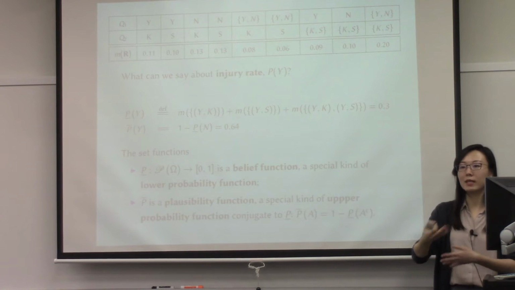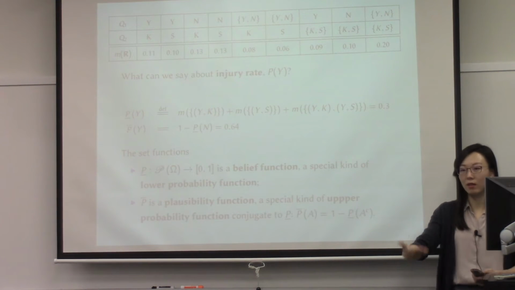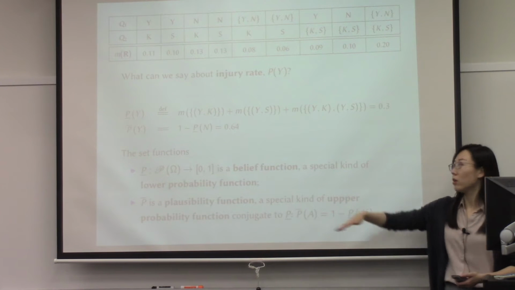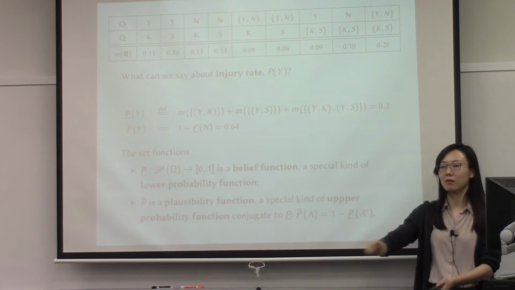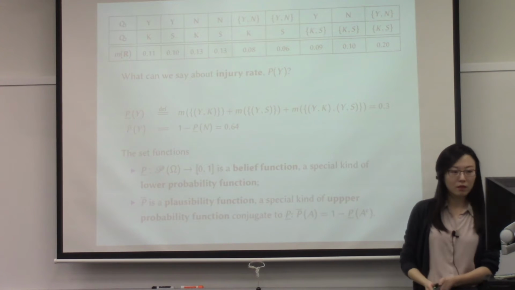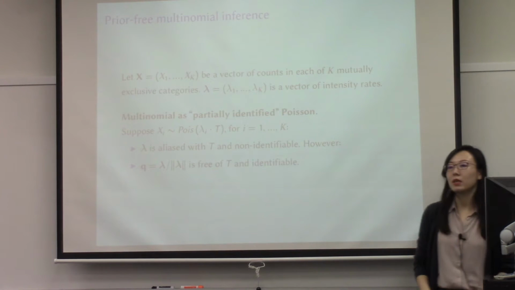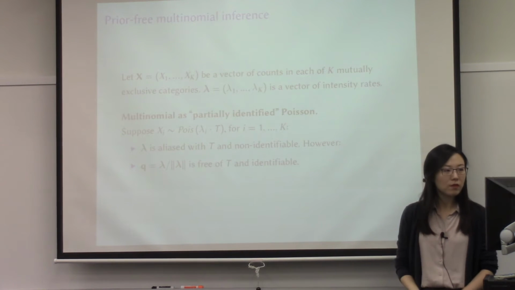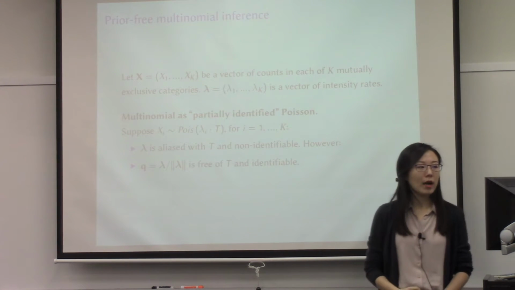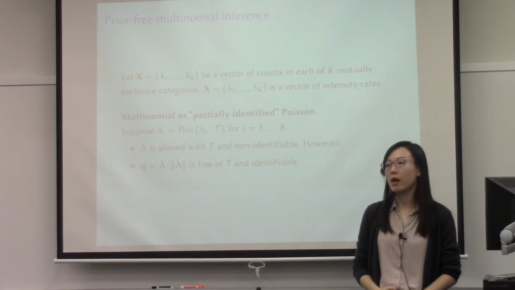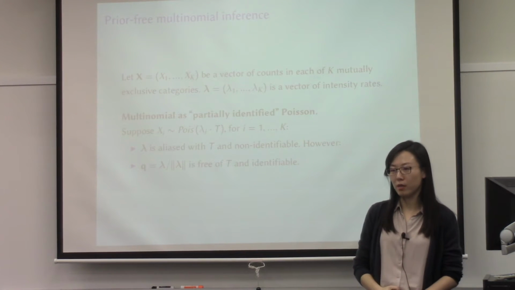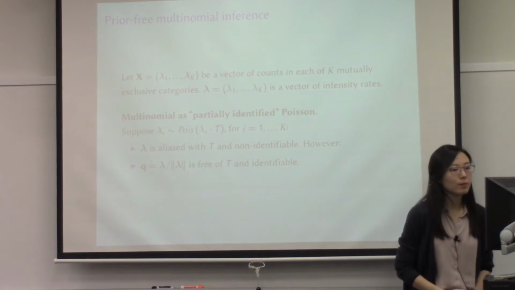The reason why it's nice is that not only is it a lower probability function, but it also encodes a precise probability distribution, on subsets of the state space. So the example that I'd like to show you concerns statistical inference, and how we make inference about the multinomial proportion vector without having to specify a prior. And the way that we like to think about it is this.